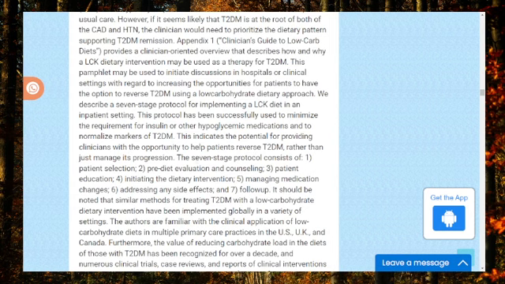progression. The 7-stage protocol consists of number 1, patient selection, number 2, pre-diet evaluation and counseling, number 3, patient education, number 4, initiating the dietary intervention, number 5, managing medication changes, number 6, addressing any side effects, and number 7, follow-up. It should be noted that similar methods for treating T2DM with a low-carbohydrate dietary intervention have been implemented globally in a variety of settings.